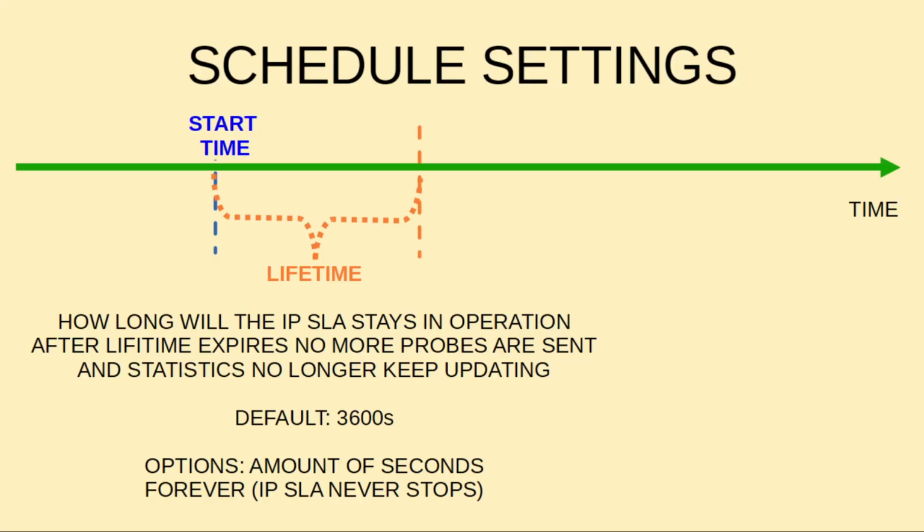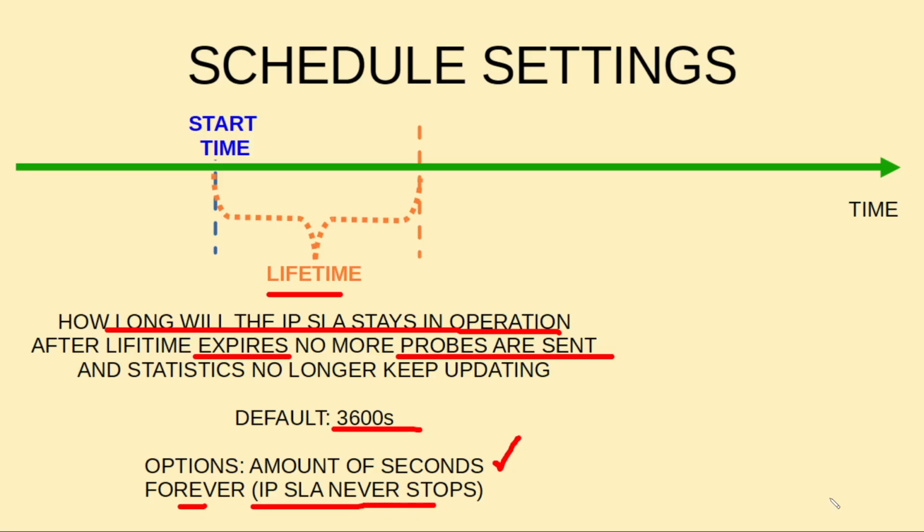The next scheduling parameter will be the lifetime. It will set how long the IP SLA stays in operation. After it expires, no more probes are sent. By default, it is 1 hour. We can change that in seconds or set it to forever. So that means the IP SLA will never stop.